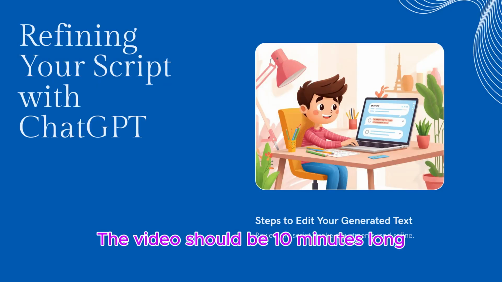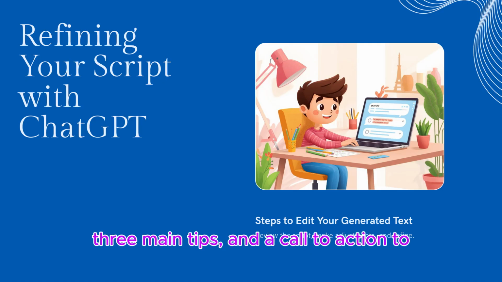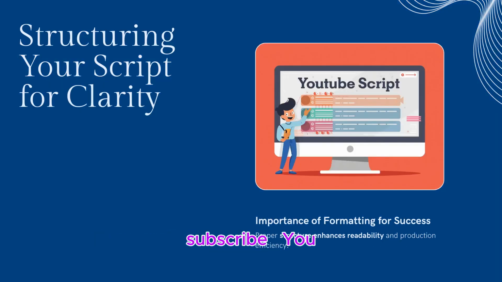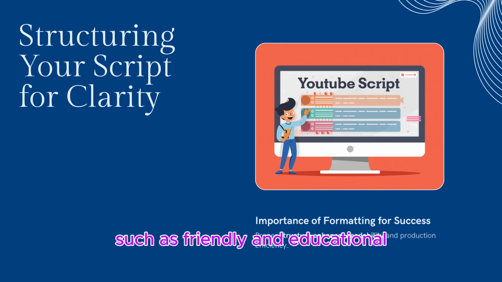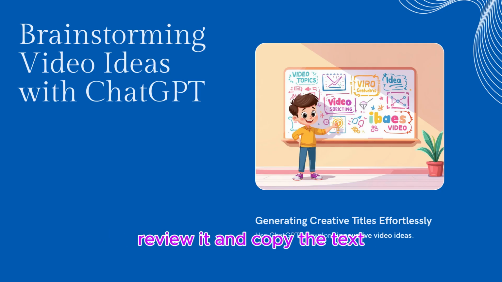The video should be 10 minutes long, include an engaging hook, 3 main tips, and a call to action to subscribe. You can specify the tone, such as friendly and educational, and the target audience. Once ChatGPT generates the script, review it and copy the text.